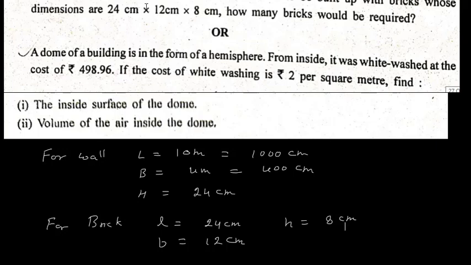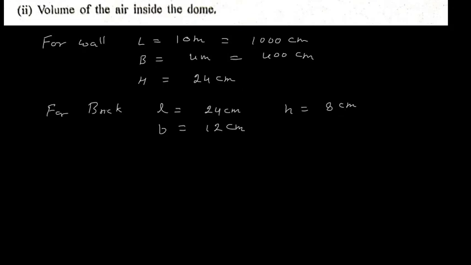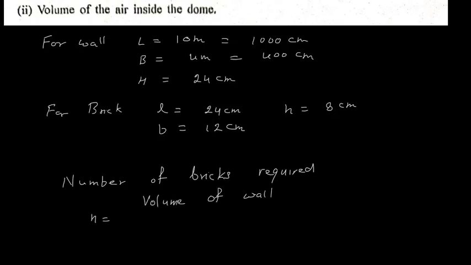So the total volume of n bricks, suppose there are n bricks, so total volume of n brick will be equal to total volume of the wall, or I will say that number of brick required is volume of wall divided by volume of one brick. So number of bricks required, we have to find number of bricks required. Okay, this is the simplest way. Number of bricks required, n is equals to volume of wall divided by volume of one brick.